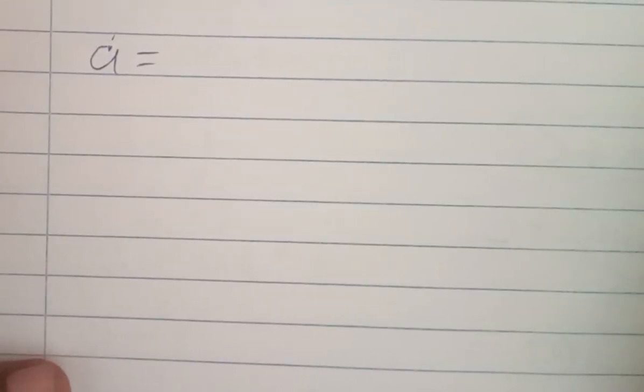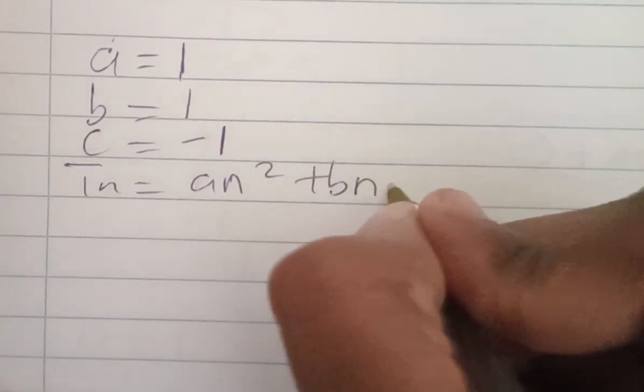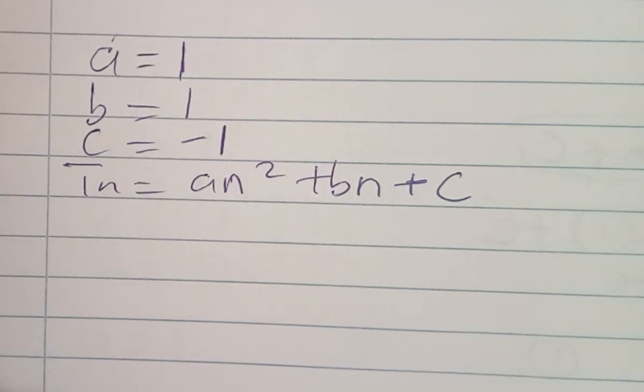Now we have the value of a, the value of b, and the value of c. The value of a is 1. The value of b is 1. The value of c is negative 1. And I said our formula for a quadratic sequence is Tn is equal to an squared plus bn plus c. Now I can write it because I got my values.